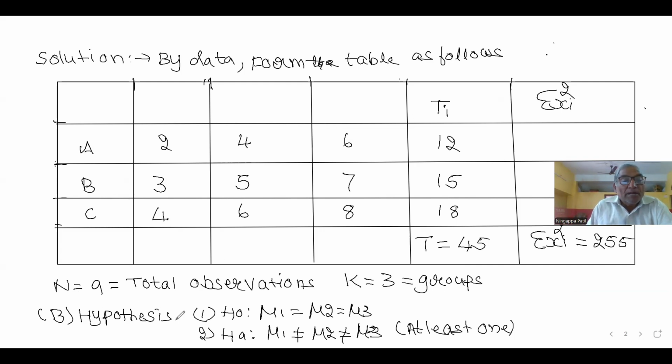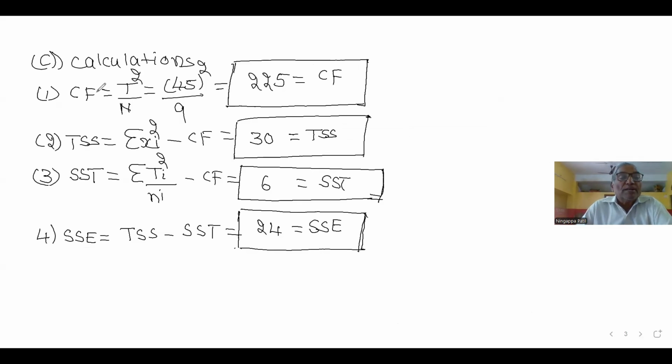Then state the hypothesis, H0 and HA. H0 is the null hypothesis. If 3 groups are there, you take 3 mu: mu1 equal to mu2 equal to mu3. And the alternate hypothesis is the reverse of this: mu1 is not equal to mu2, mu2 is not equal to mu3, at least one. All 3 may not be equal, but at least one may be unequal. Then the result holds good.